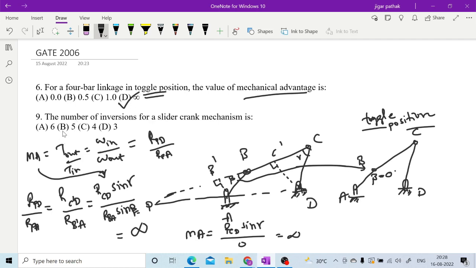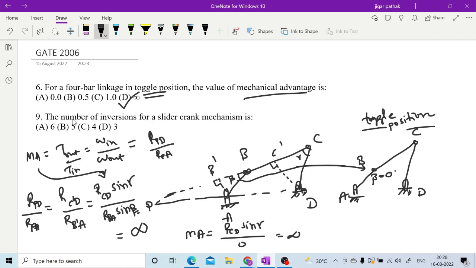Sir, what is this R? R is that link length, I guess. Right. Here this RPD is distance between P and D, RPA is distance between P and A. So RCD, RBA will be the length of links.